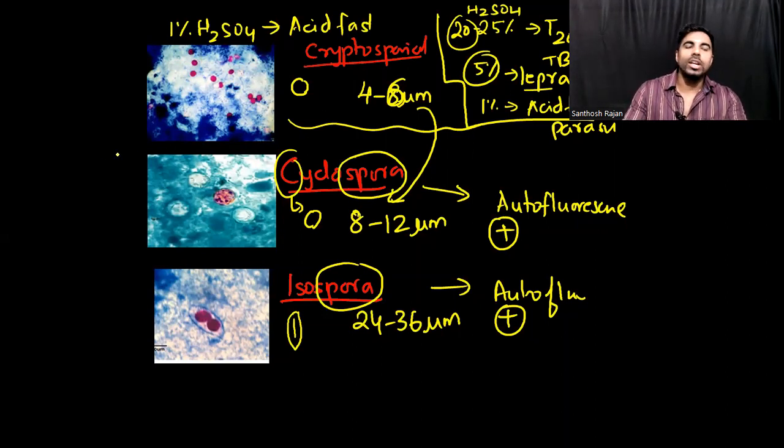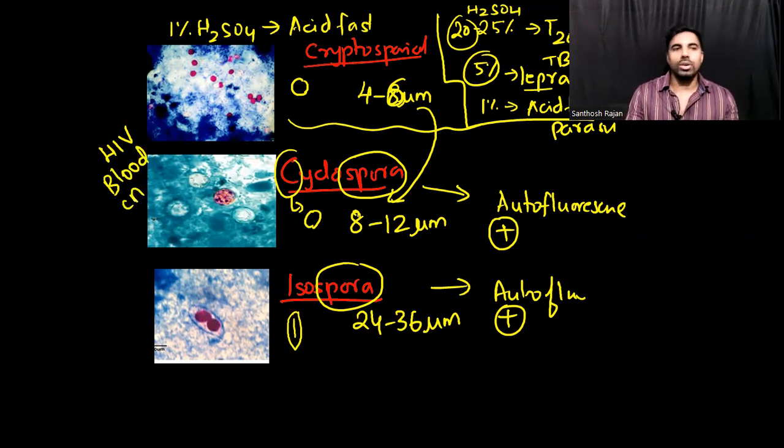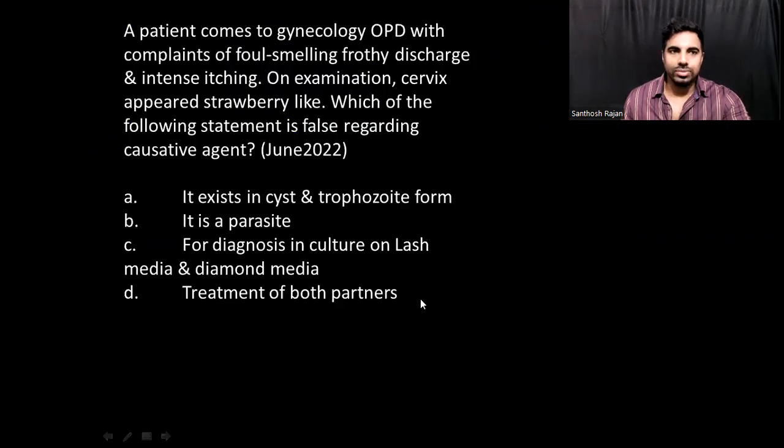And these are all very common in HIV patients. Also malignancy, especially any blood cancers, especially in children, any leukemia or cancer. Blood cancer in an immunocompromised patient, it's very, very common. So that you have to remember. Okay, that's it. So now let's go to the next question.